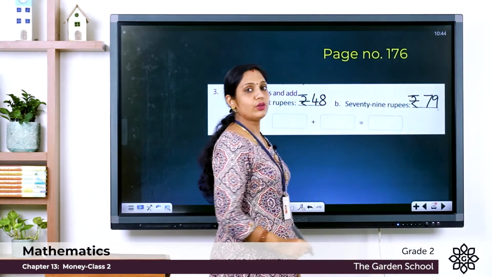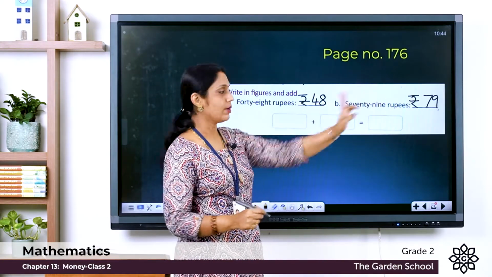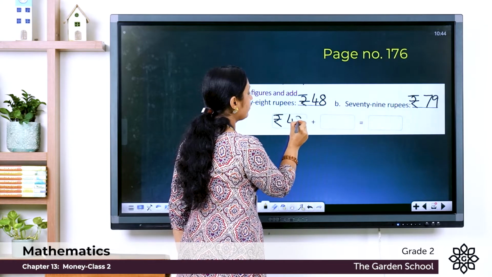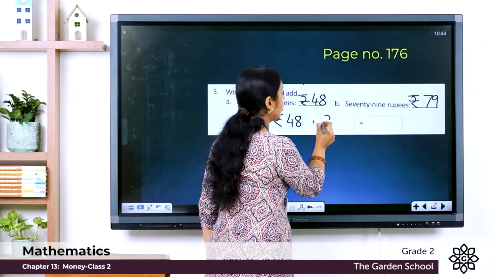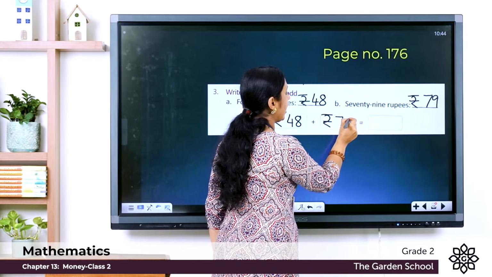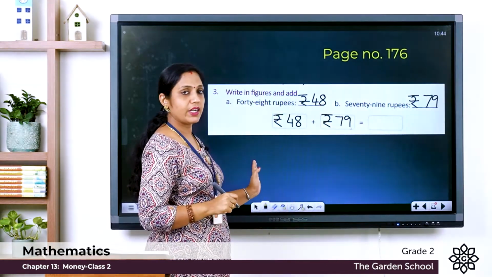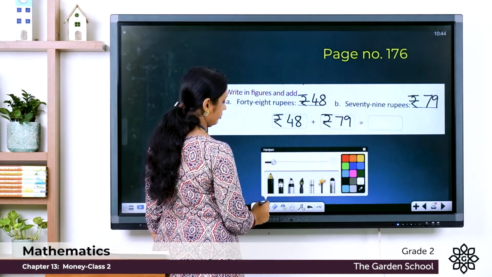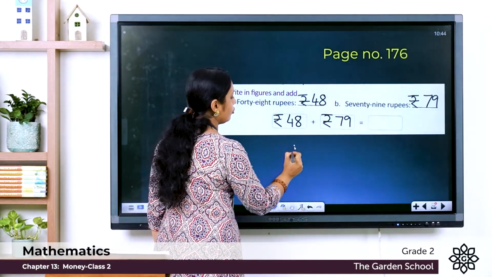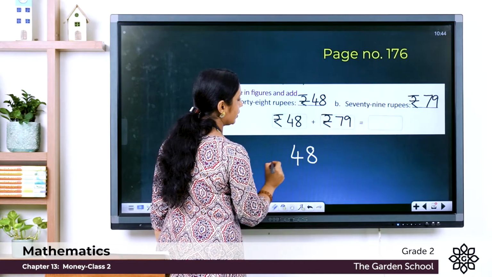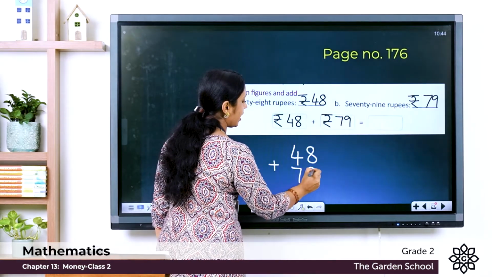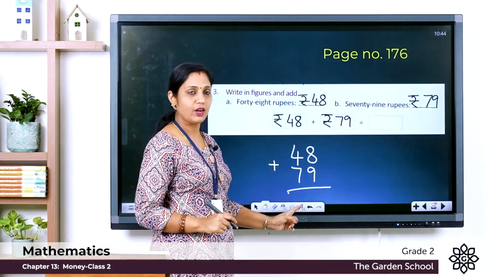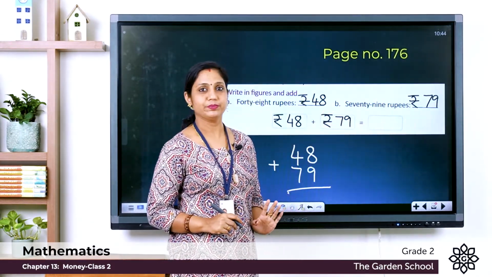Now what do we have to do? We have to add both these numbers. So add rupees 48 plus rupees 79. So we'll add it separately and write the answer here. So add 48 plus 79. You have to add 48 plus 79, find out the answer and write it here.